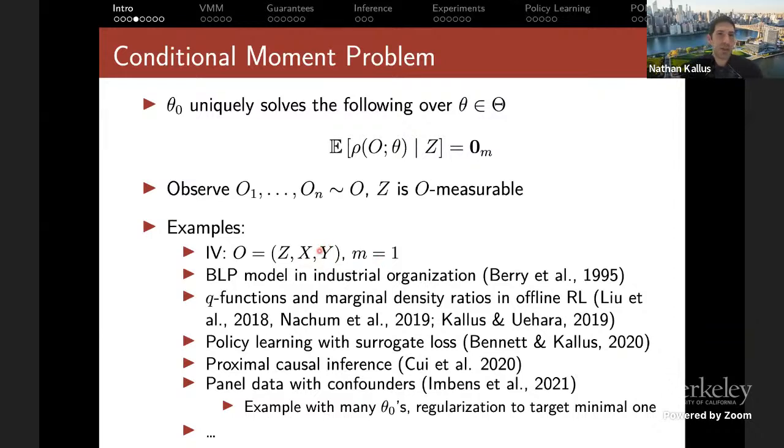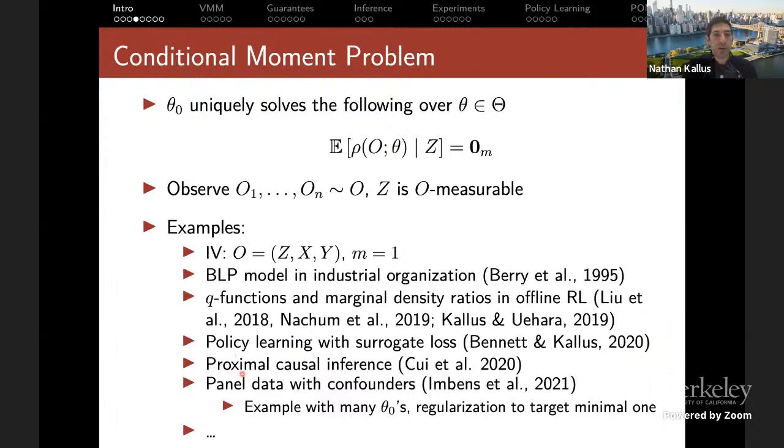But there are a lot of other examples, not just IV. For example, there's the BLP model in industrial organization. It's essentially a more complicated IV model with some discrete choice built in that helps us understand market shares. But beyond econometrics, this model is actually used to model Q functions and marginal density ratios in offline RL. So this is exactly those primal-dual minimax algorithms that Jason was mentioning. It can also tell us some things about offline policy learning when we have surrogate losses. I may get the time to talk about that as well.